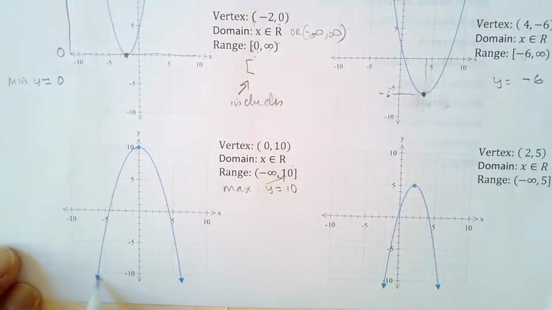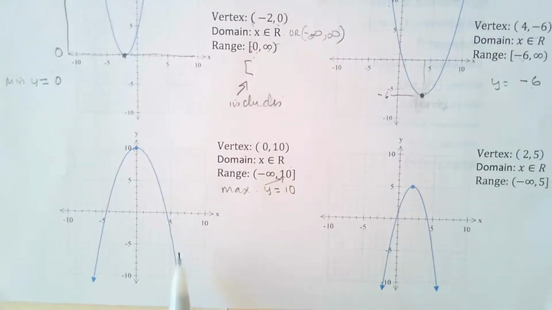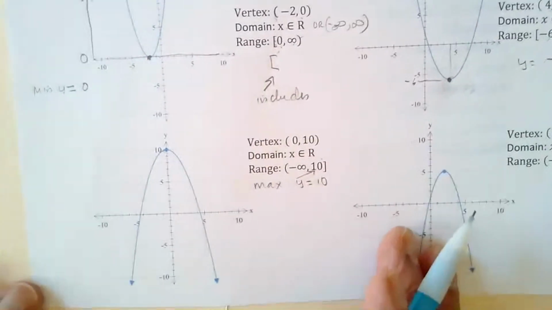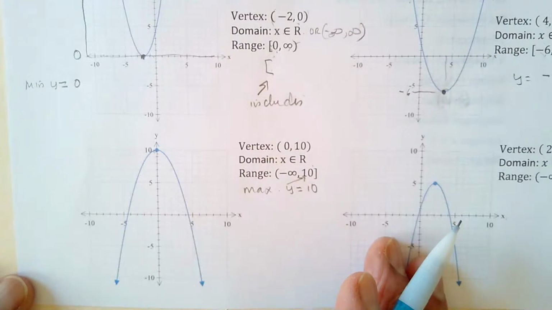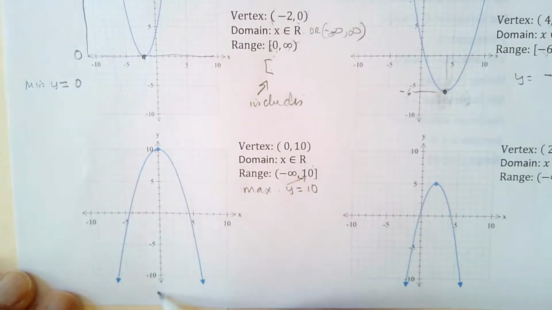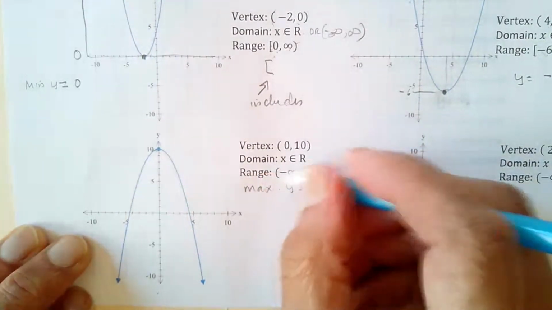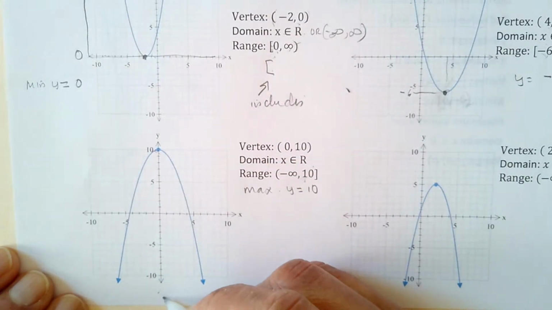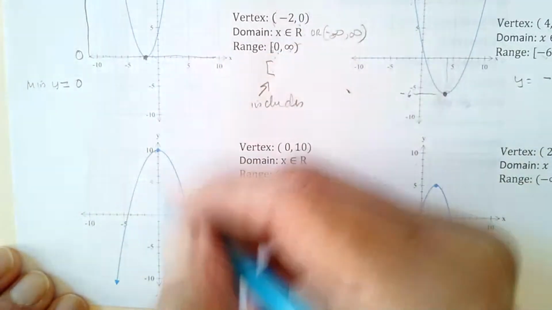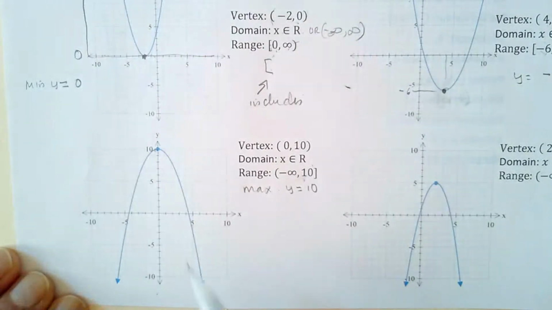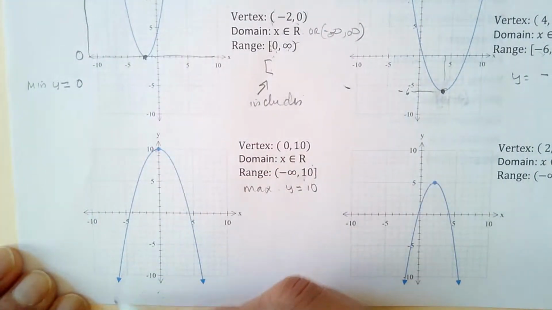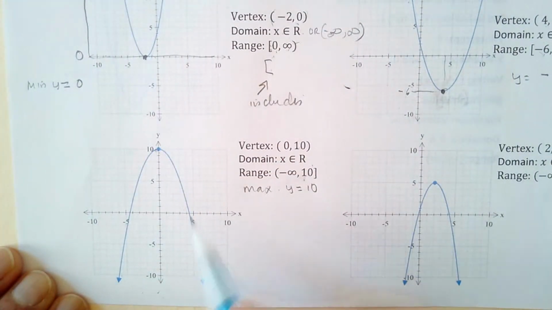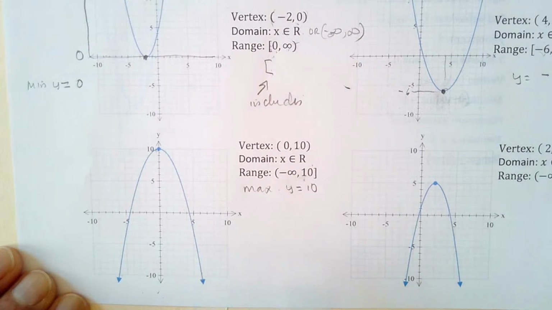Your domain is all the real numbers. But your range now is from negative infinity. Notice how it's written. You're not going from 10 downwards. You're going from down coming up. Always you're going from the lower to the higher. Even though this arrowhead is pointing downwards, this arrowhead is still telling you that it's going to the right forever.